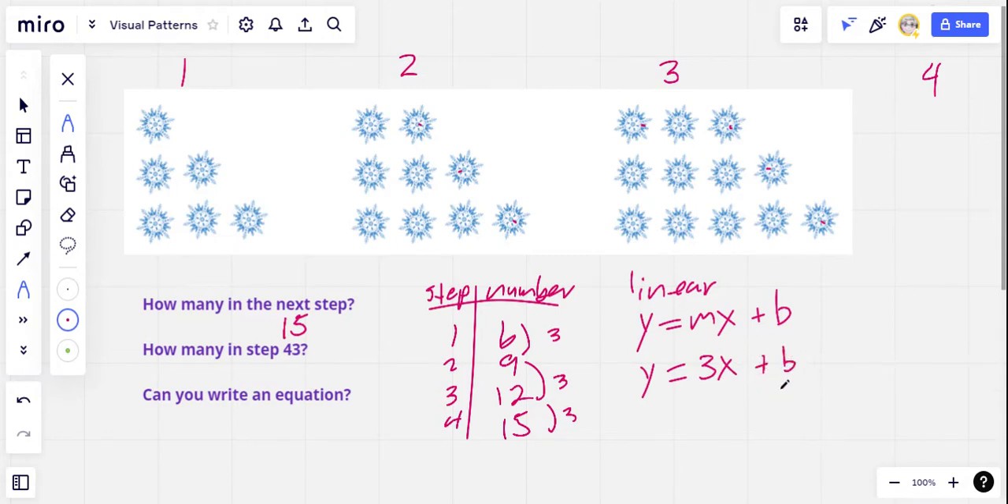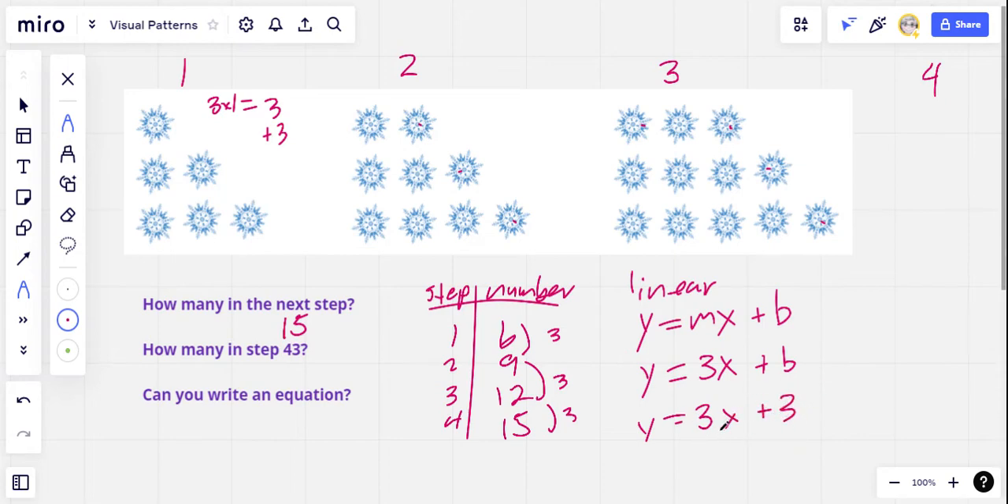We don't know yet. We have to figure that out. But what this equation says so far is that the number of snowflakes, y, is going to be 3 times the step number plus something else. What that something else is, there's a couple of ways you can figure it out, but I like to look back at the first step and ask myself, if I do this first part of the formula, 3 times x, so 3 times 1 equals 3, but how many do I have here? Well, I have 1, 2, 3, 4, 5, 6. I have 6. So to get up to 6, I need to add 3 more. So that's what we're going to do with our equation. We're going to keep our 3x, and we're going to add 3 more.